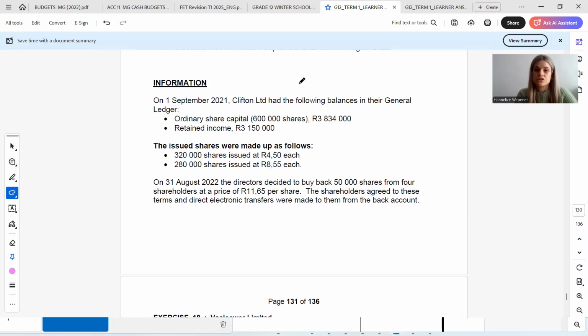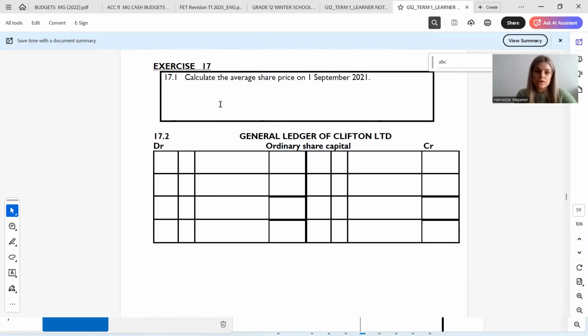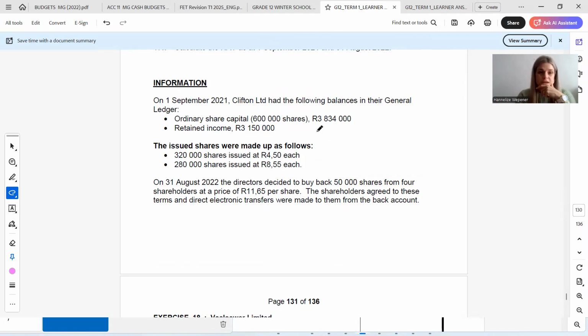Now that we feel comfortable with the calculation of our average share price and we know what is needed in our SFP, let's have a quick look at an actual activity where we can now practice this. So we have to, first of all, calculate the average share price on the 1st of September 2021. So let's look at the information.